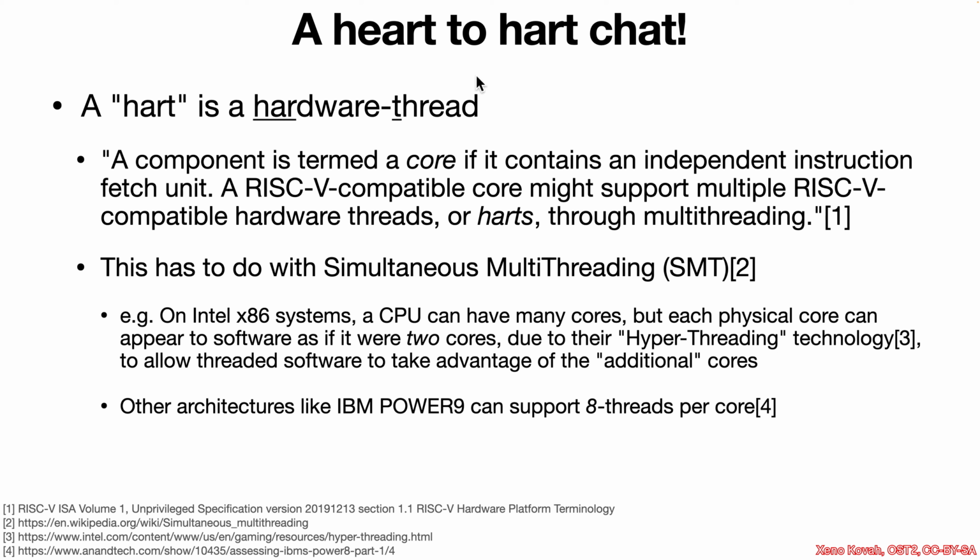And as a reminder from early on in the class, we talked about a heart-to-heart chat. We said a hart is a hardware thread, meaning that if you have a core, you can actually have multiple independent hardware threads that are going to basically have their own registers, and they're going to look like they're independent cores from the perspective of software that's trying to do multi-threading.